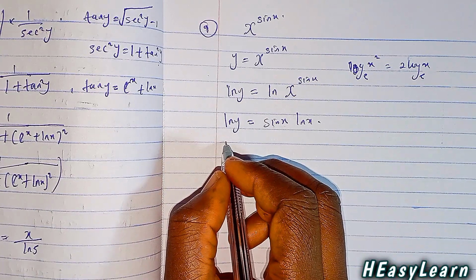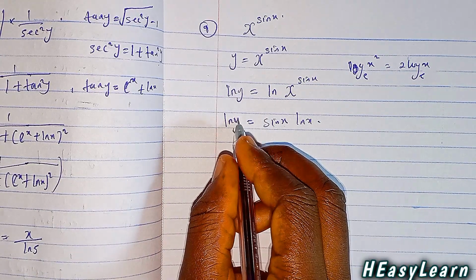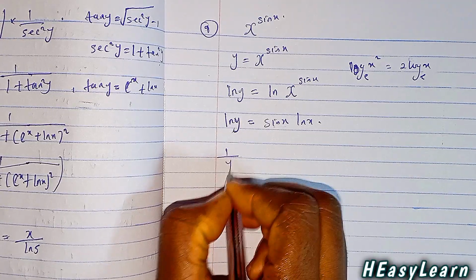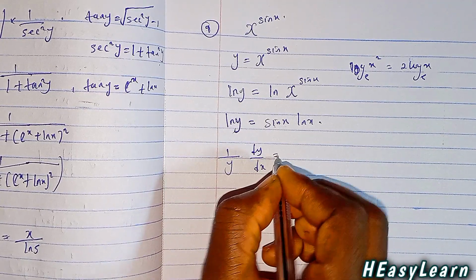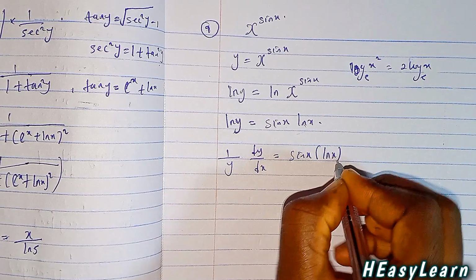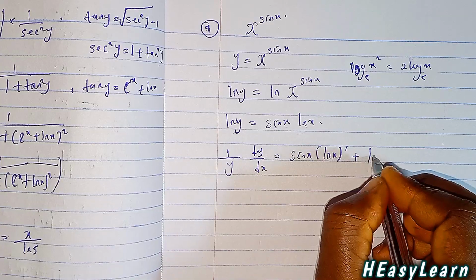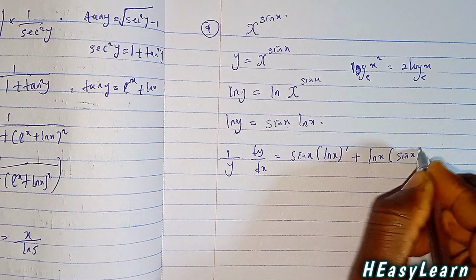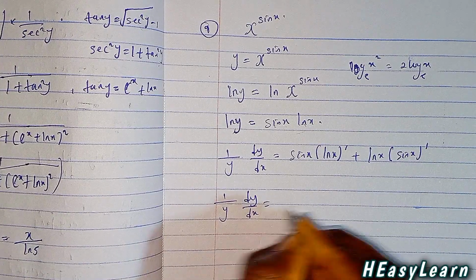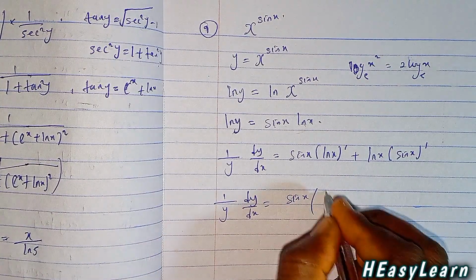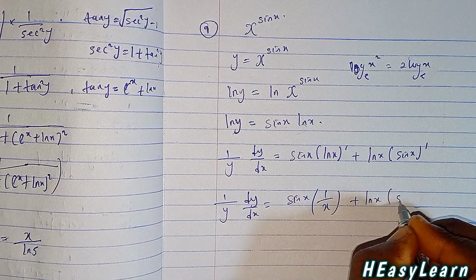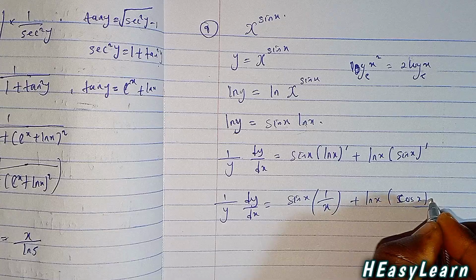So this is an implicit function. Differentiate both terms with respect to x. What is the differential of ln y? 1 over y dy dx equals, this is a product: keep sine x, differentiate ln x, plus keep ln x, differentiate sine x. So 1 over y dy dx equals sine x times the differential of ln x, which is 1 over x, plus ln x times the differential of sine x, which is cos x.